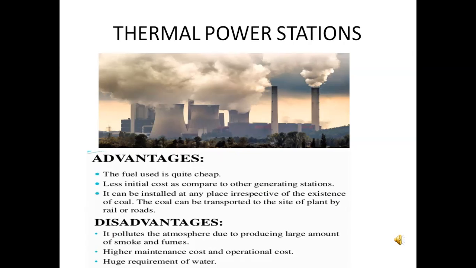Next, the advantages and disadvantages of thermal power stations. The fuel used is quite cheap and the initial cost is less compared to other generating stations, and it can be installed at any place irrespective of the location of coal. The coal can be transported to the site of the plant by rail or roads.